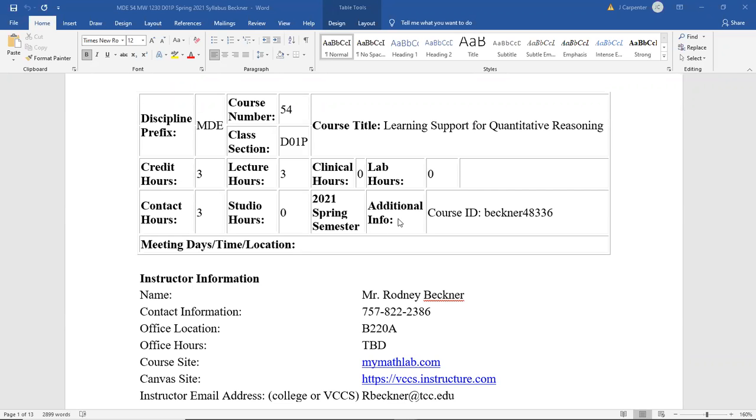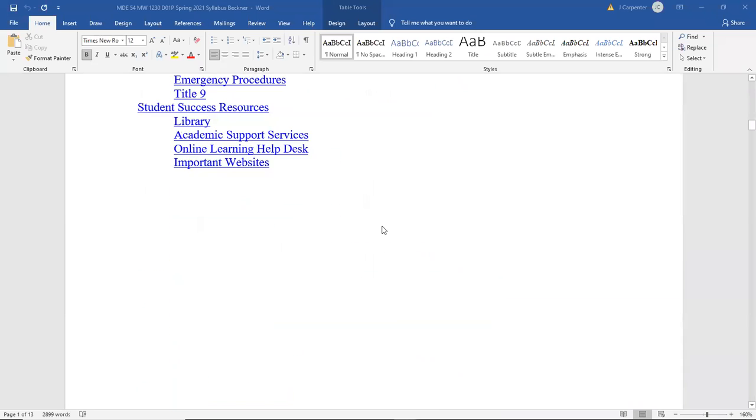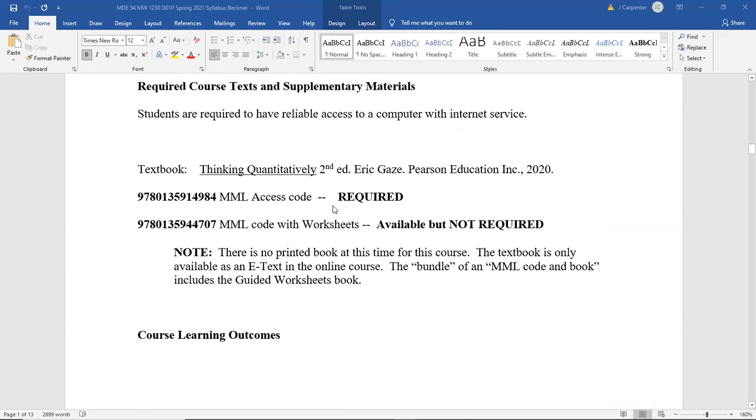Out of those two course material options, which are here and here, you only have to buy one of them, and you only have to buy it once. The materials that are for 154 are the exact same materials that are for MDE 54, this course. So you have to purchase one of these two things, not both, one or the other. One of them does not come with the workbook. One of them does. So the first one does not have the workbook.